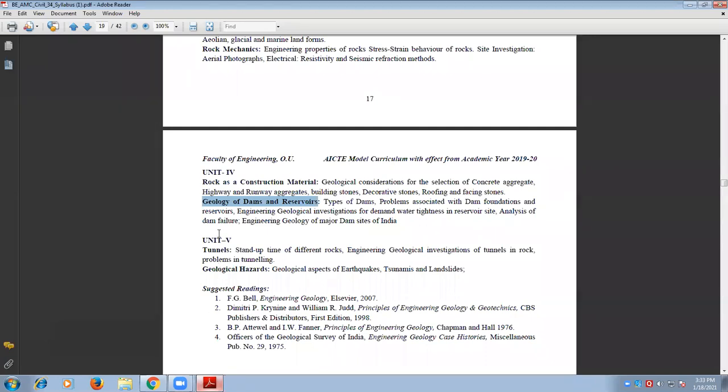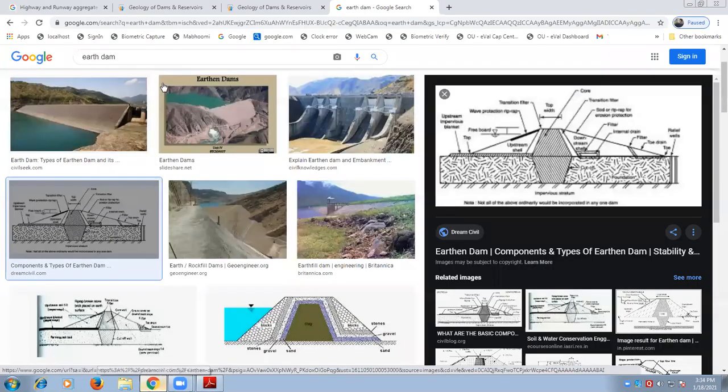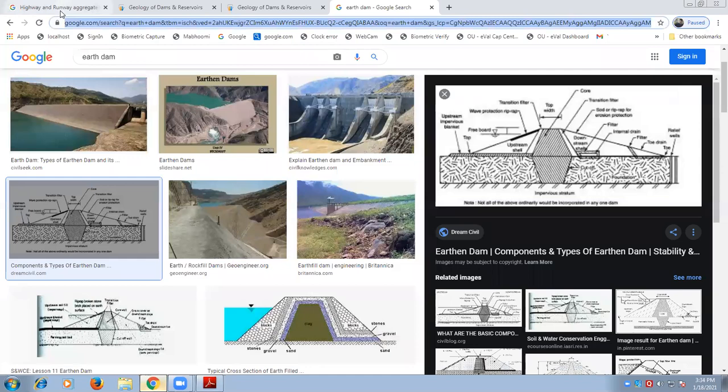Now, we would look at engineering geology of major dam sites of India. This is the topic that we are going to discuss now. So here you have a lot of major dams in India. We would be looking at two or three dams now. First dam, which is known as Bhakra Dam. Okay, let us now try to see some of the features of Bhakra Dam.